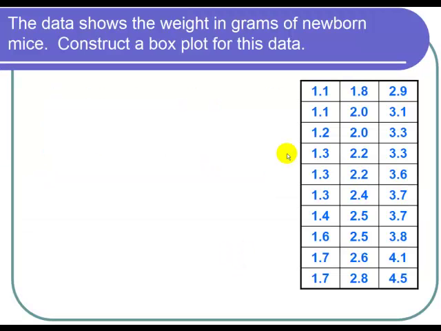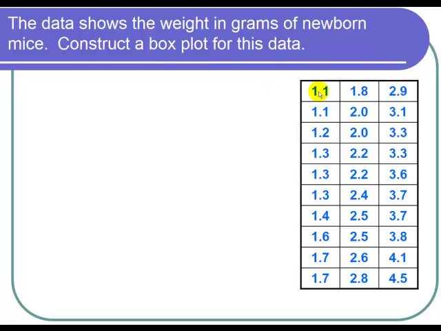So here's the data, and we have the lowest number is 1.1, and then 1.1, 1.2, and then all the way on up to 4.5. We want to construct a box plot. And to construct a box plot, we first find the 5-point summary. That is the minimum, the maximum, the median, and the first and third quartiles.